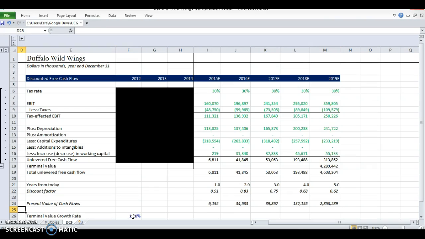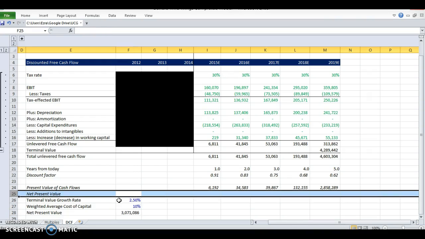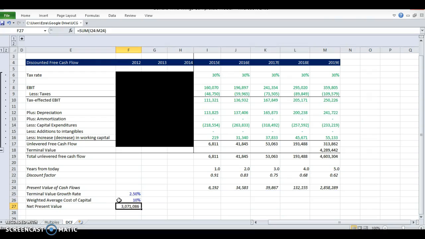And then net present value equals the sum of all of those cash flows. So the net present value of this business is 3 million. Actually, I'm going to move this down here. $3 million is the net present value of this business. Or this is really 3 billion.